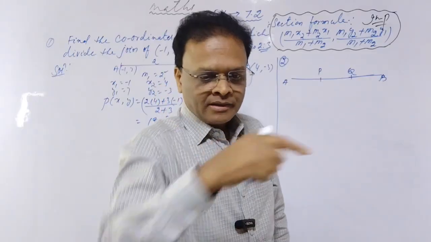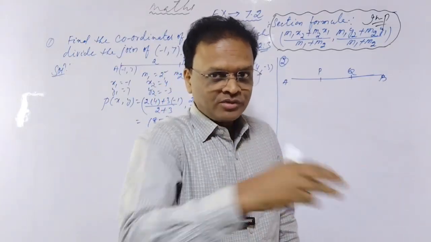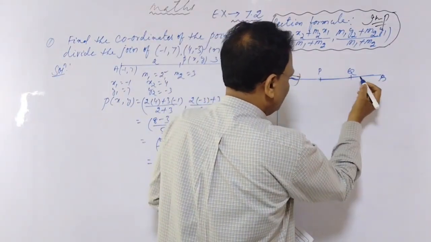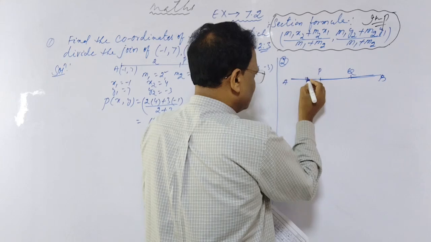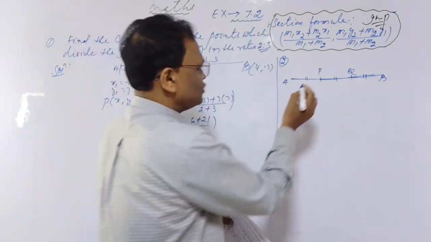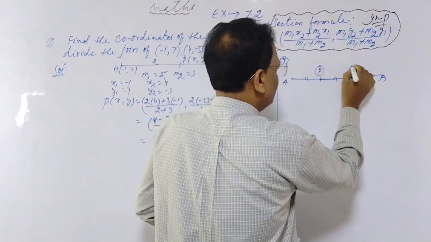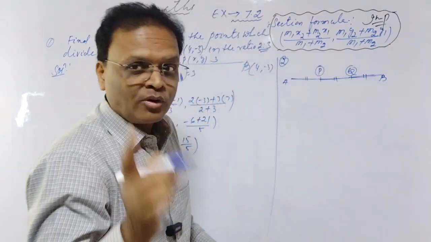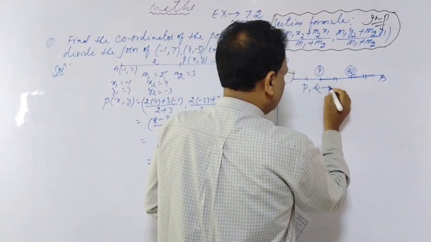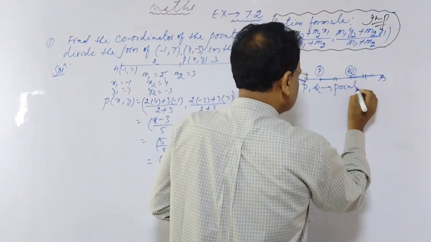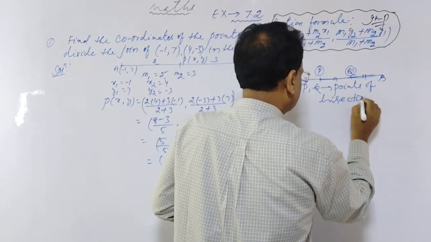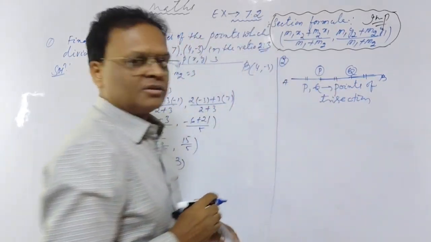So points of trisection, meaning a line segment which is divided into 3 equal parts. Like AP is equal to PQ is equal to QB. Means these 3 parts will be definitely equal. Then only these 2 points P and Q are called points of trisection.